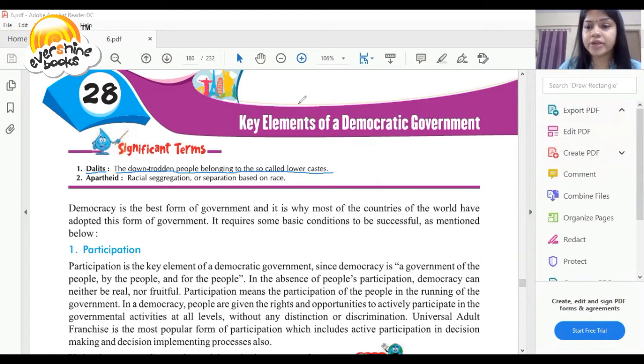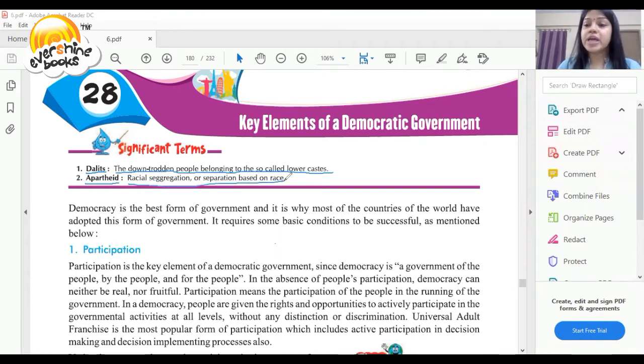The second important term is apartheid. What is apartheid? Let's discuss it. Racial segregation, or separation based on race, is called apartheid.